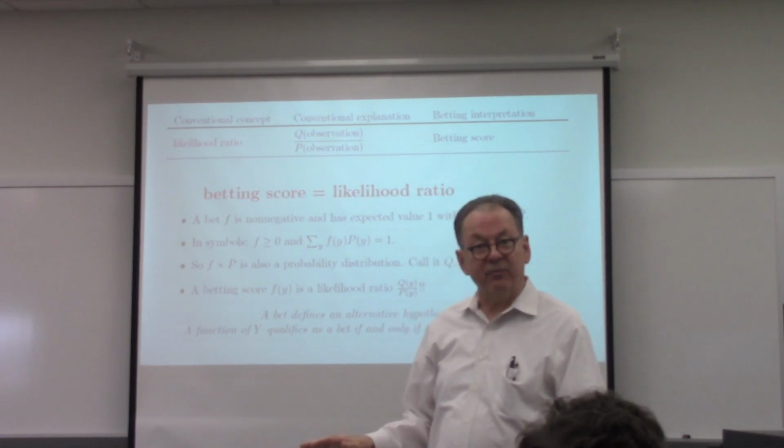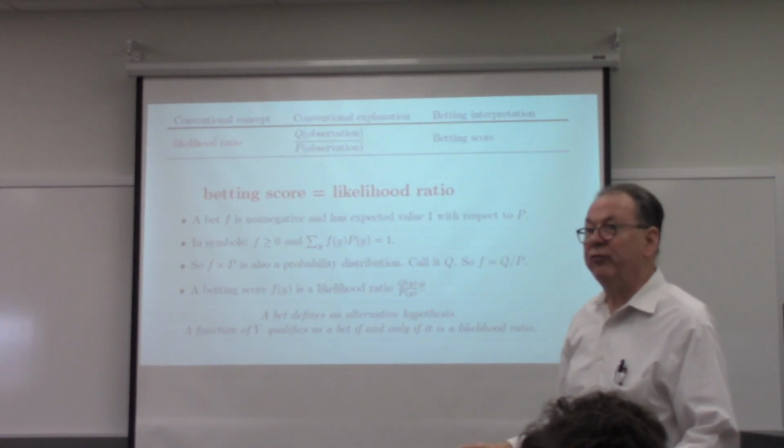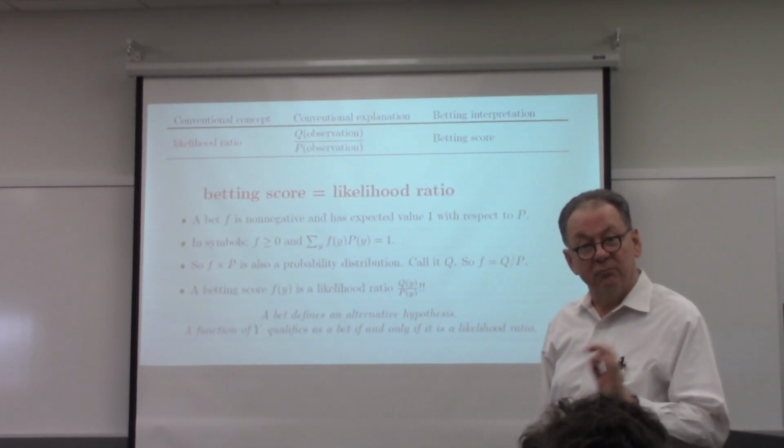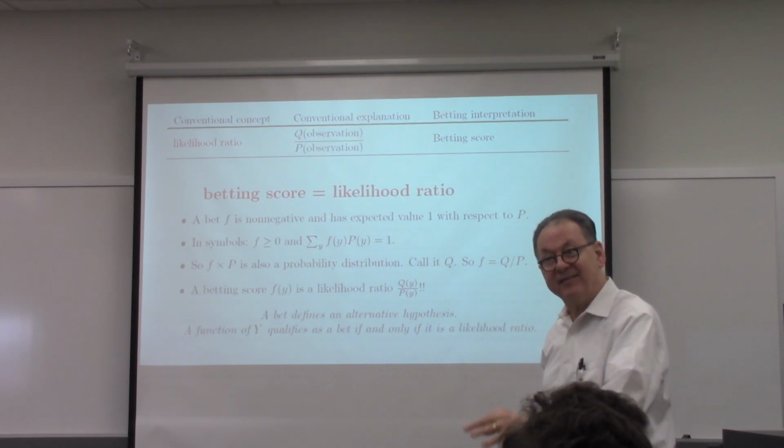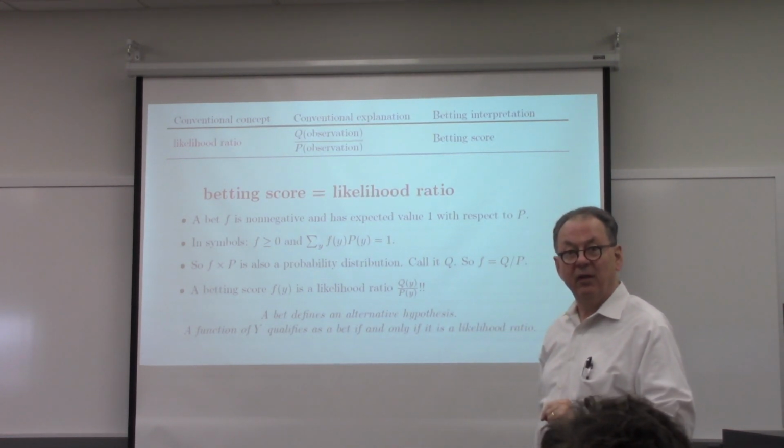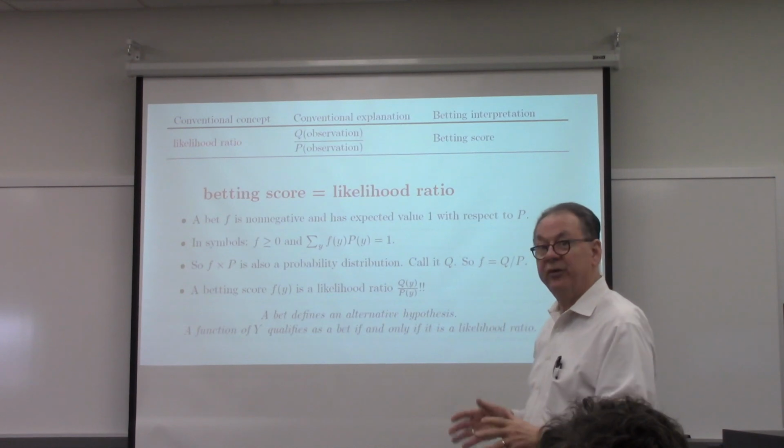With this betting concept, you may not even know or think that you have an alternative probability distribution. But if this is the way we play the game, if the way to test is to make a bet of this kind, then there's an implicit alternative, Q.